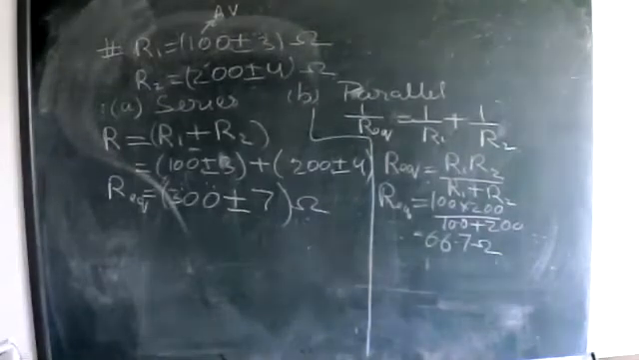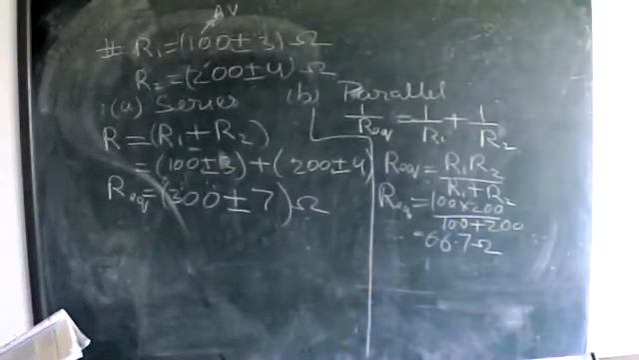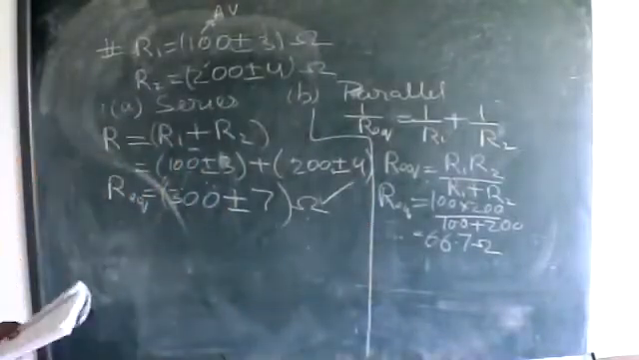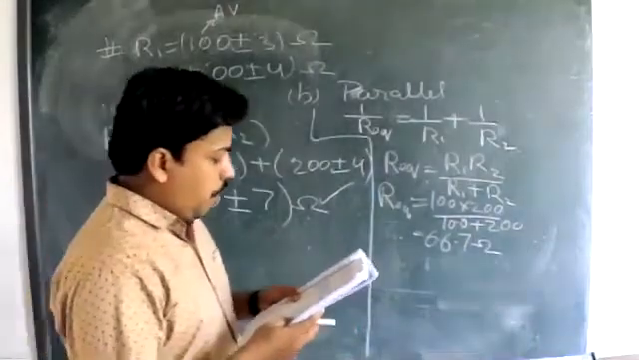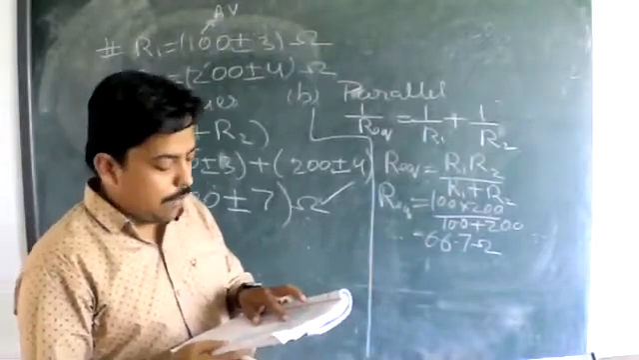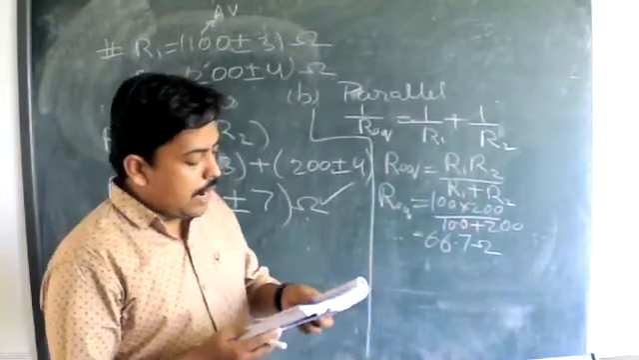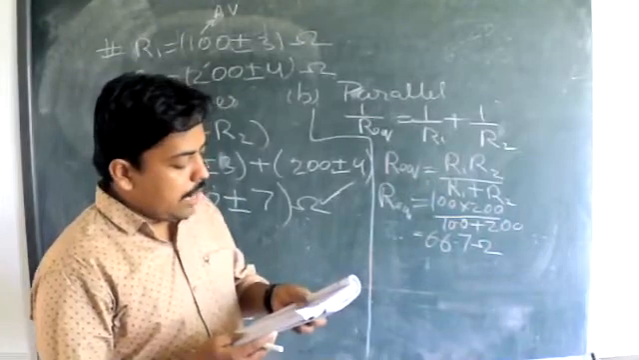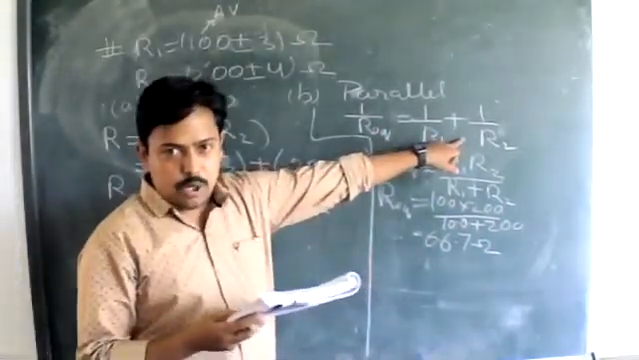Find the equivalent resistance of a series combination. We have been asked to calculate the equivalent resistance of the series combination. This we have calculated. And second, it says for the parallel combination, use the relation. For the series case, R is equal to R1 plus R2. You can see in your book. And for the parallel case, 1 upon R dash, that means R equivalent, 1 upon R equivalent is equal to 1 upon R1 plus 1 upon R2. This relation is also given there.